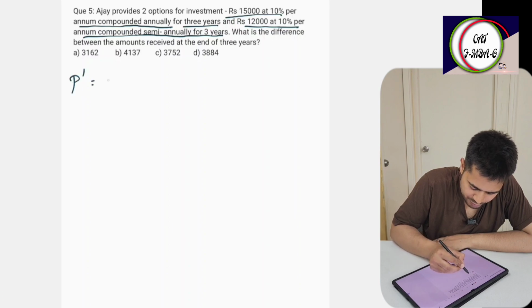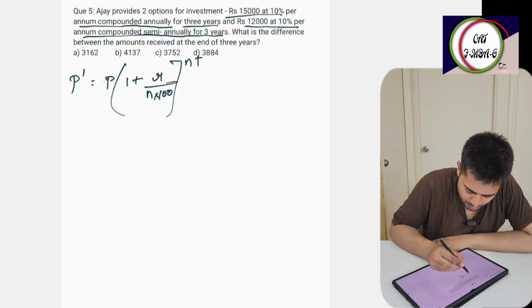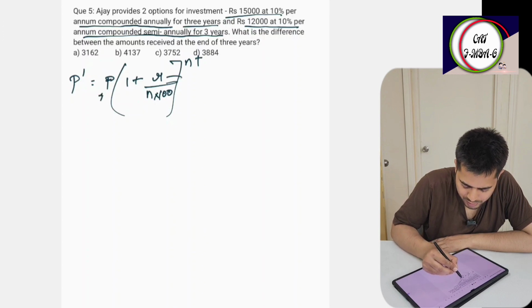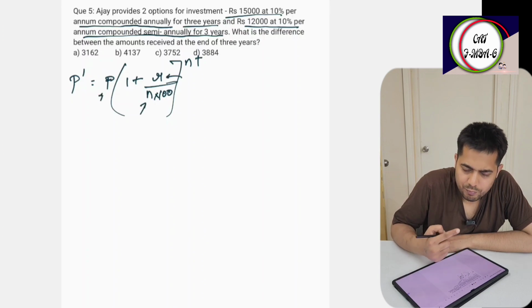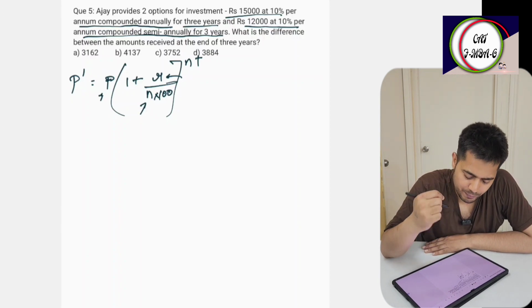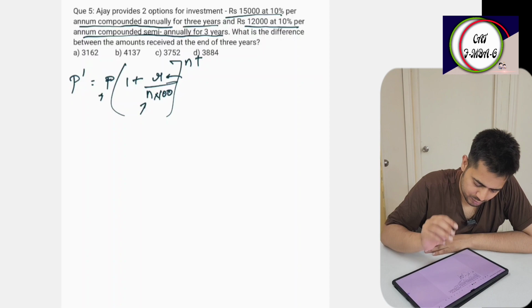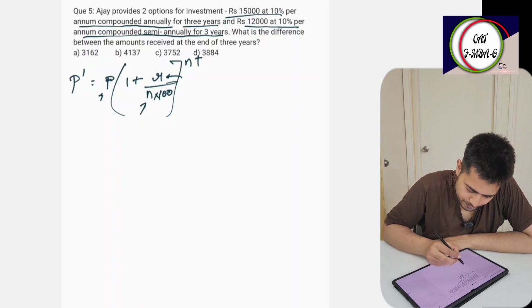So P dash is given as P into (1 plus R by 100N) to the power NT. P is the principal amount, R is the rate of interest, N is the number of times compounding is done. If it is compounded annually, then N is equal to 1. If it is compounded semi-annually, then N is equal to 2. T is the time or the number of years.